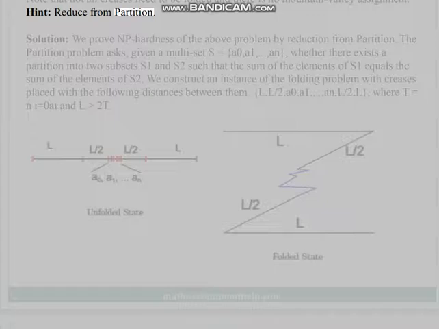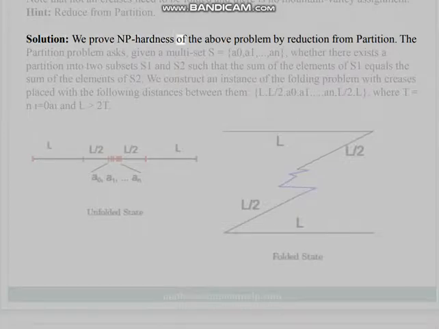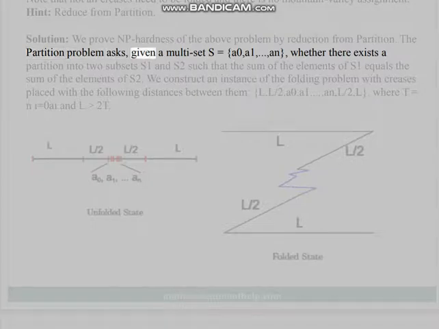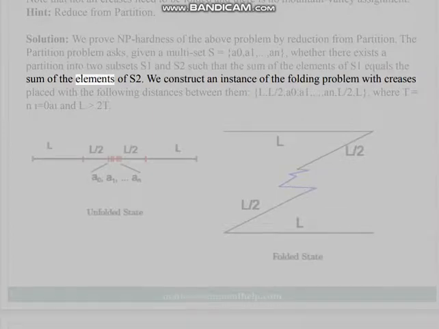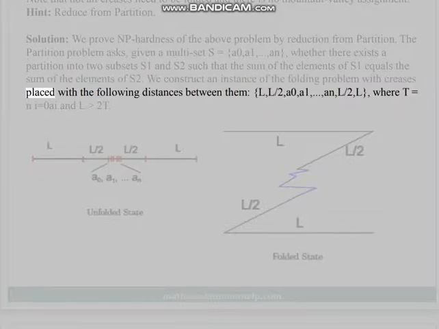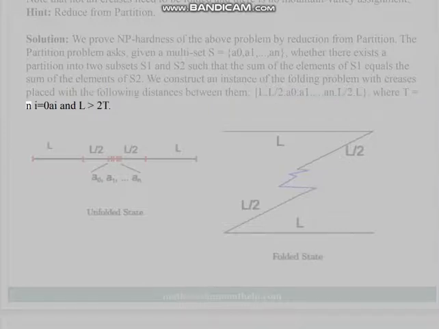Solution, we prove NP-hardness of the above problem by reduction from partition. The partition problem asks, given a multiset S equals {a0, a1, ...}, whether there exists a partition into two subsets S1 and S2 such that the sum of the elements of S1 equals the sum of the elements of S2. We construct an instance of the folding problem with creases placed with the following distances between them: L/2, a0, a1, ..., and L/2, L, where T equals the sum of the ai and L is greater than 2T.